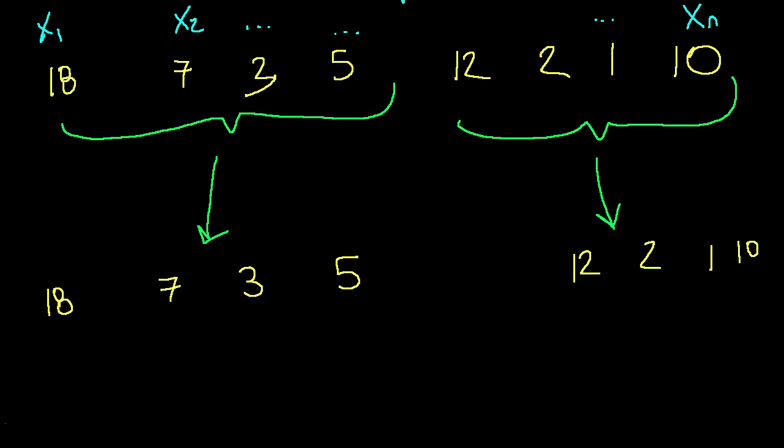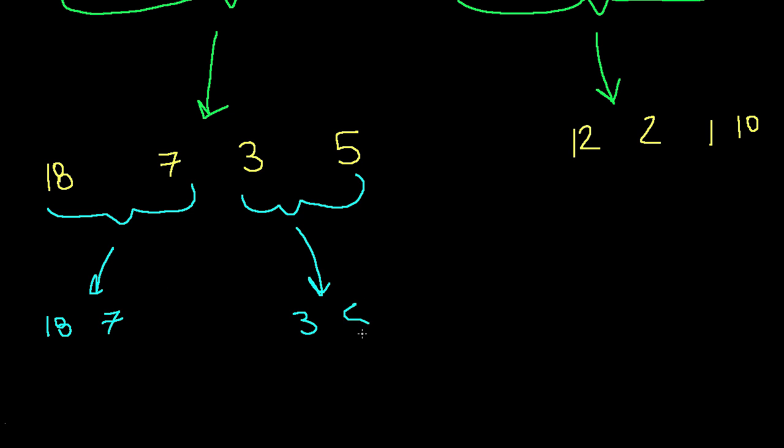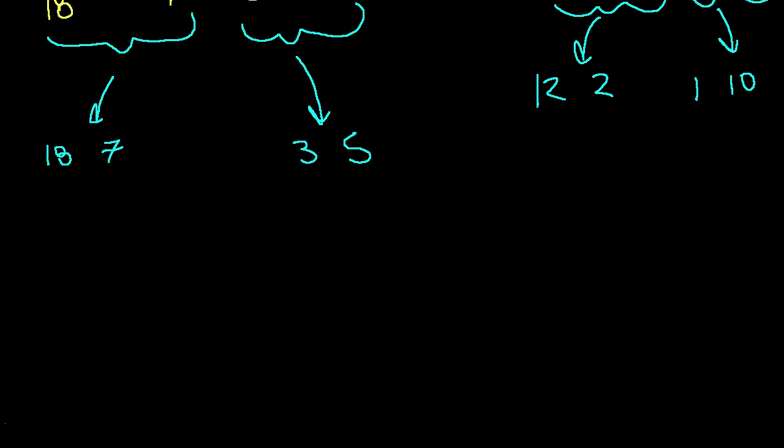We're running another recursive call, and we will split these lists once again. This is going to be the first half of the first list and the second half of the first list. So I can put 18 and 7 over here, and 3 and 5 over here. And this will be the first half of the second list, 12 and 2, and then the second half of the second list, 1 and 10. So now we have 4 individual lists. Once again, n is still not equal to 1 on these lists, so we will repeat again. We will keep going and separate these once again.